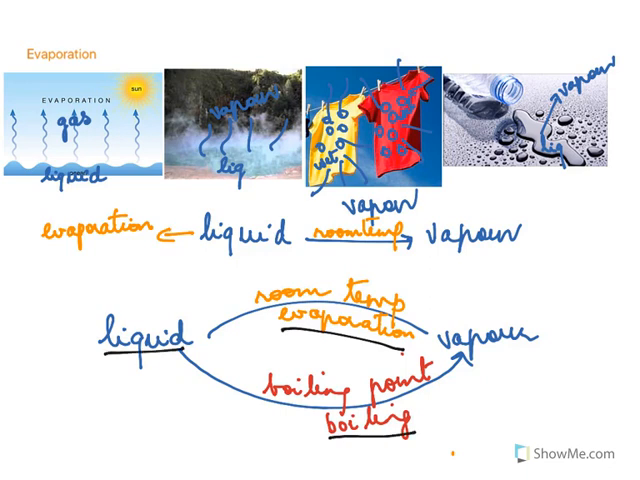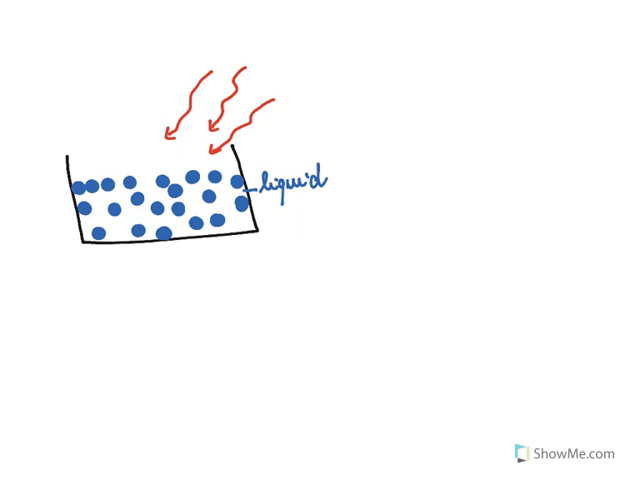The same thing happens: liquid changes to vapor. But in evaporation it happens at room temperature, like in all the four cases we have seen above. But in boiling, it happens at boiling point. We'll see at molecular level what happens in evaporation.